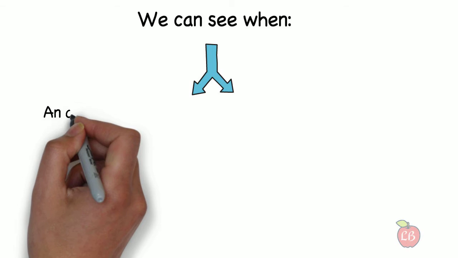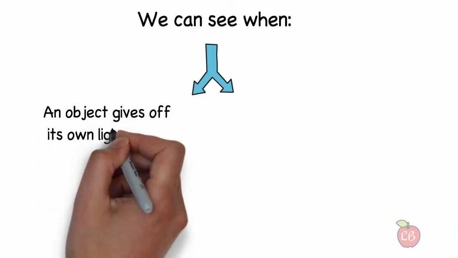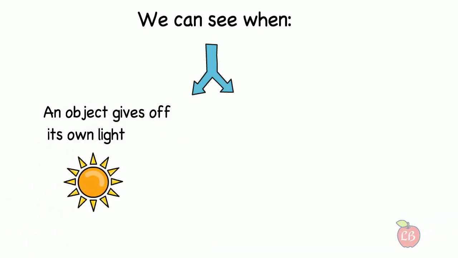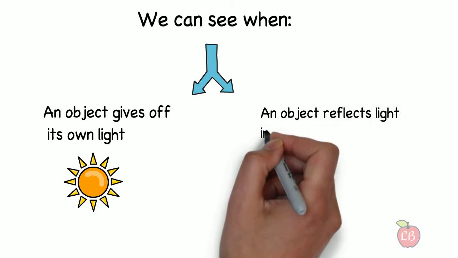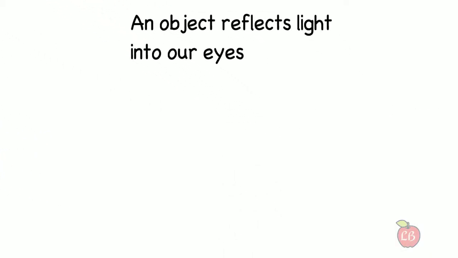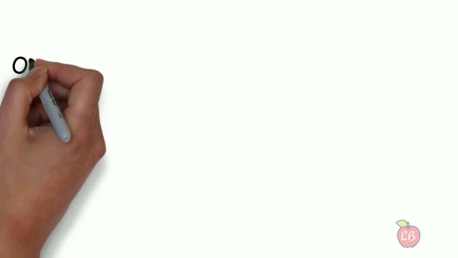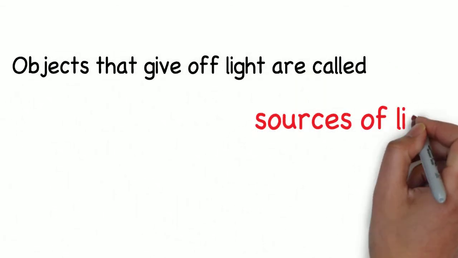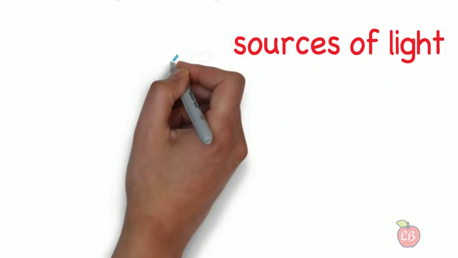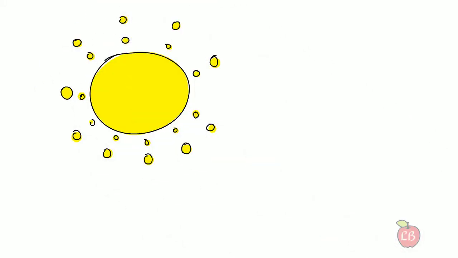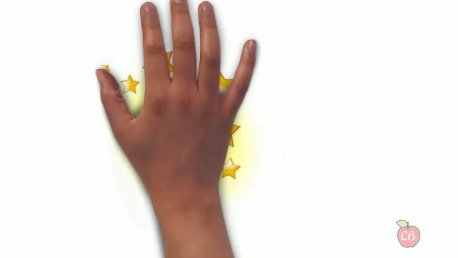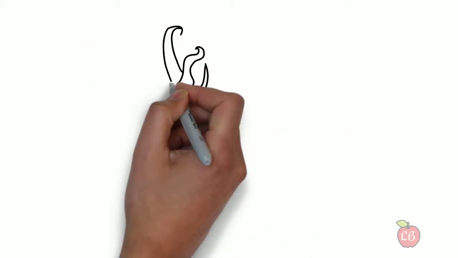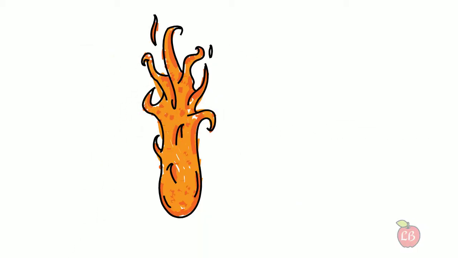We can see when an object gives off its own light, like the sun, or when an object reflects light into our eyes. Objects that give off light are called sources of light. These sources can be natural or artificial. Some examples of natural sources of light are the sun, the stars, or fire.